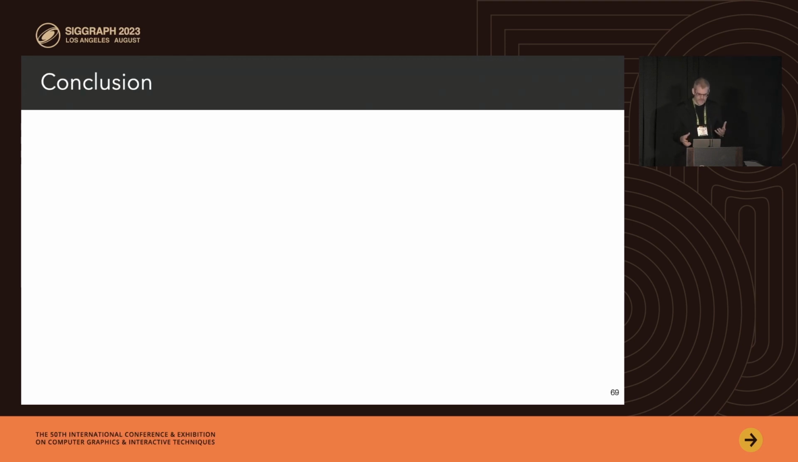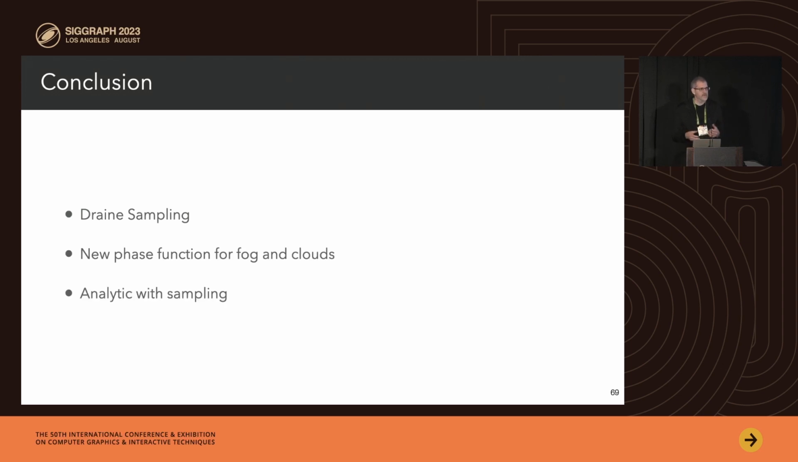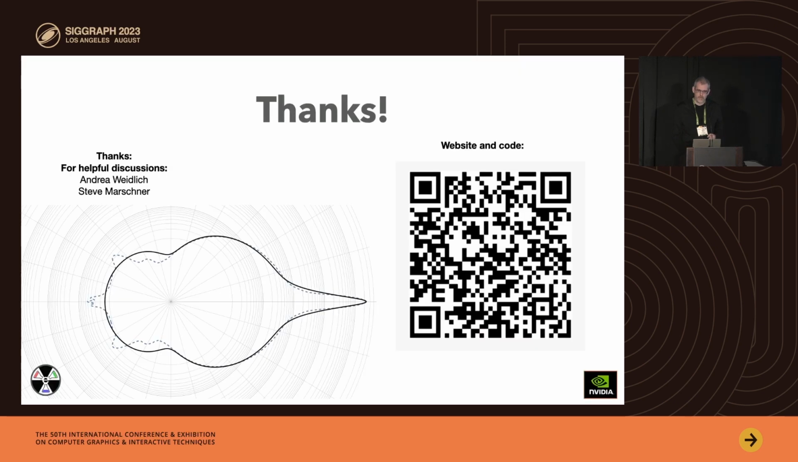But to conclude, it seems like this Draine function is really quite good now that it has sampling. It can give you four useful phase functions as well as the model that we've presented for fog and clouds. We've provided the analytic sampling code for it. Give it a try and hopefully it'll work for you. I want to thank Andrea and Steve for helpful discussions, and thank you for listening.